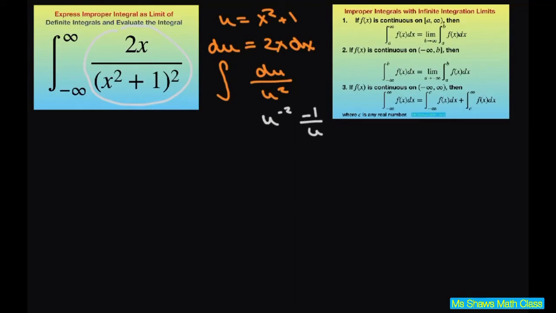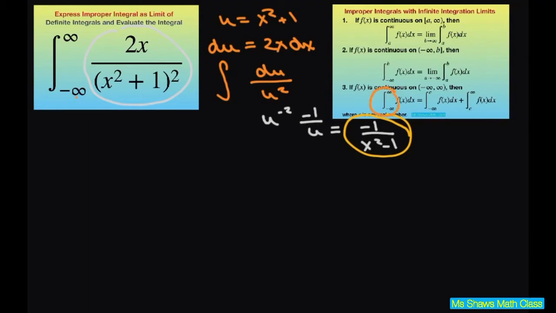And then when you substitute it back in, this equals negative 1 divided by our u, which is x squared plus 1. Just get that out of the way. So that's what we're going to be doing when we integrate. So now we have this form here.